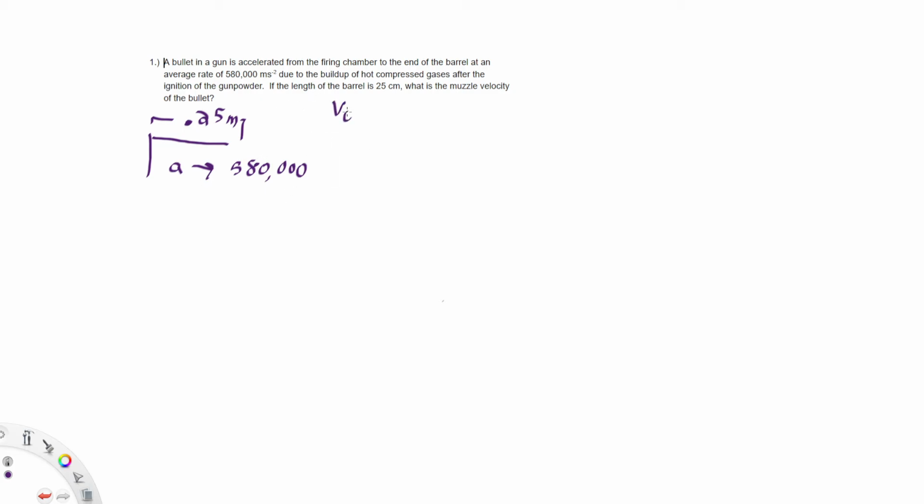Our initial velocity when the gun is fired is 0. So we have distance, we have acceleration, we have initial velocity. We want to know final velocity. We're going to say that to the right is the positive direction. And given what we've got and what we know, kinematics number 3 seems like a pretty good bet.